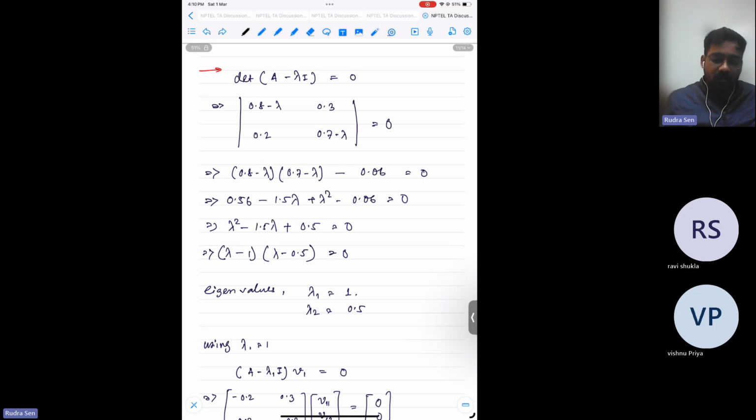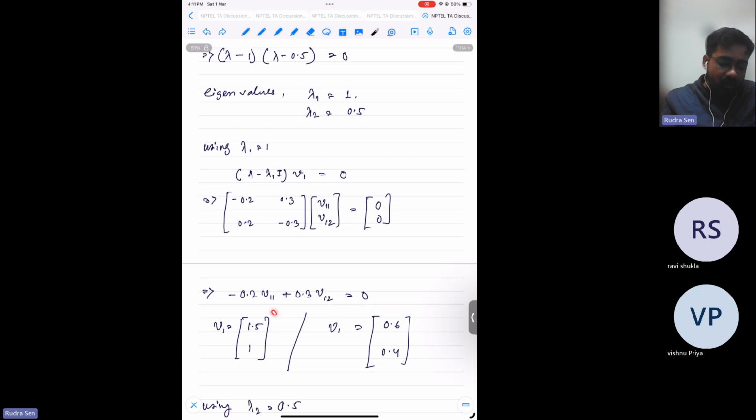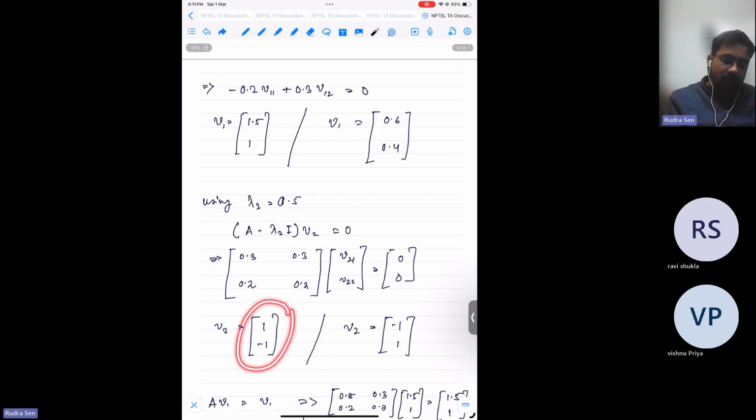Algebraic multiplicity means, in this matrix, we have two eigenvalues, and the two eigenvalues are distinct. So the algebraic multiplicity of lambda 1 is 1 and the algebraic multiplicity of lambda 2 is 1, because we did not find either value twice. We get the value 1 once, and we get the value 0.5 once. And geometric multiplicity means using each eigenvalue, we get one distinct eigenvector. So the geometric multiplicity is also 1 in each case.